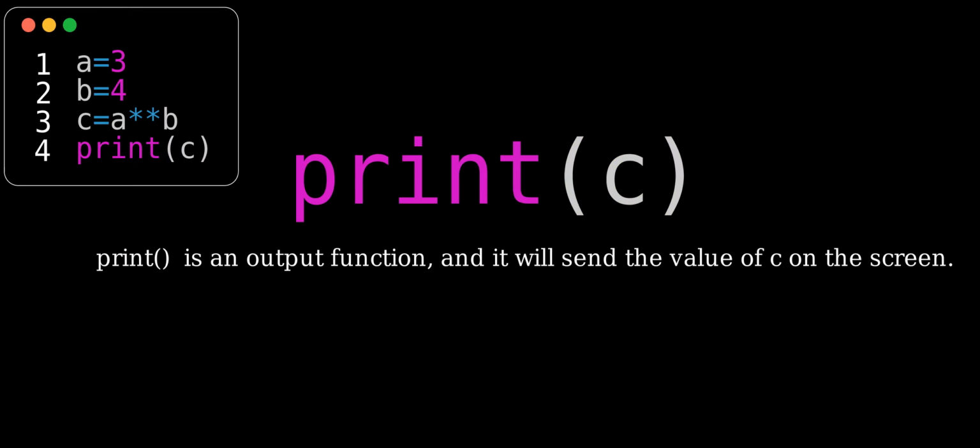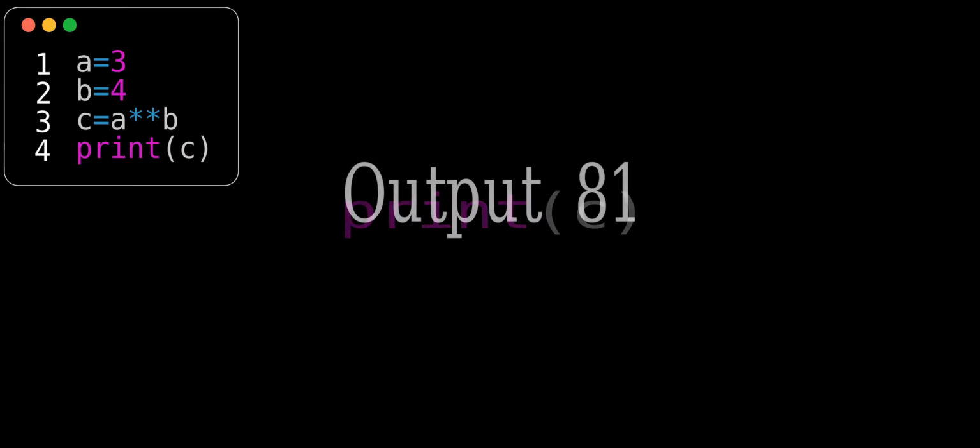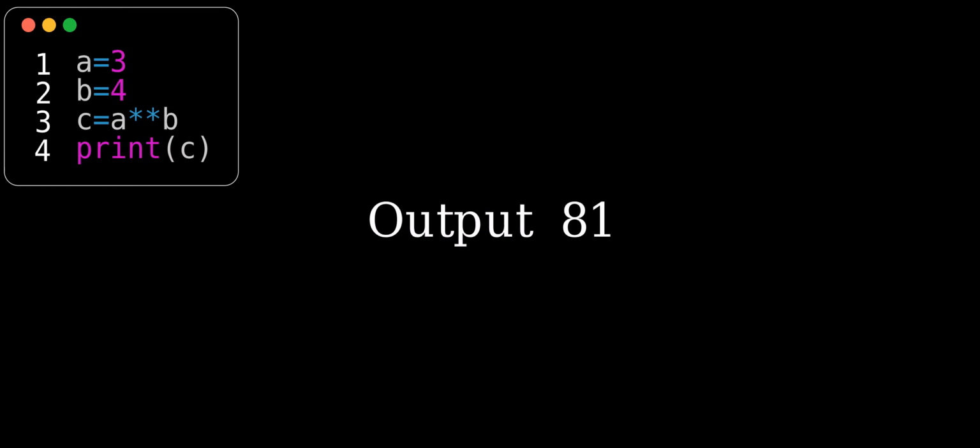And finally the print function will send the value of c to the output screen. And in this case it is 81. 3 to the power 4 means 81. So you have seen the exponentiation operator.